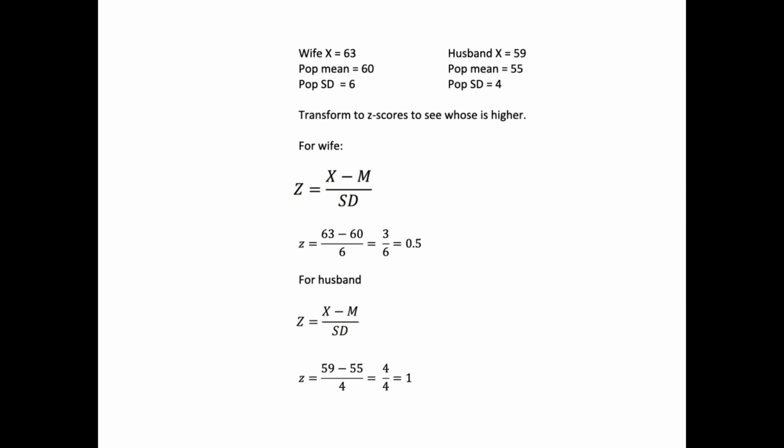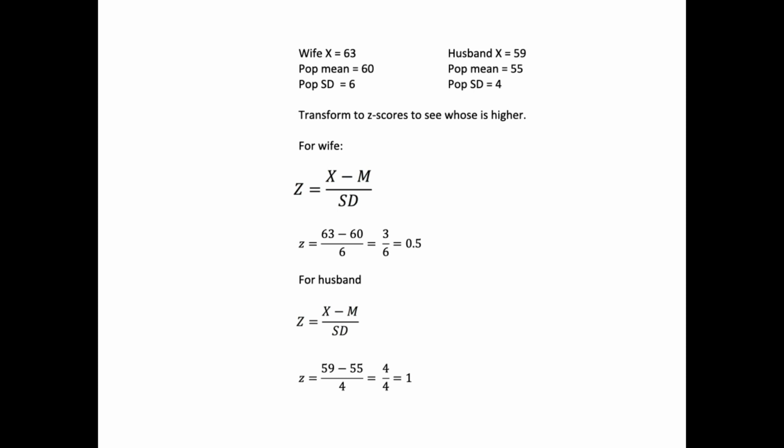So what I have here is worked out this particular problem solution. So up at the top, I've got the wife's X is 63. Her population mean for women is 60 on the test with a standard deviation of 6. For the husband, he had an X score of 59, but he comes from a population that has a mean of 55, and the population standard deviation is 4. So as I said, we need to transform those X's to Z-scores to see who's higher based on their Z-scores.